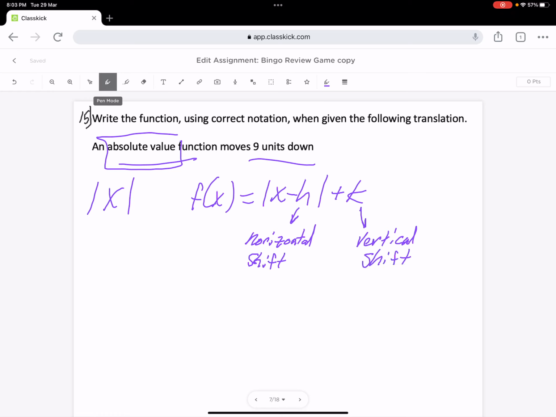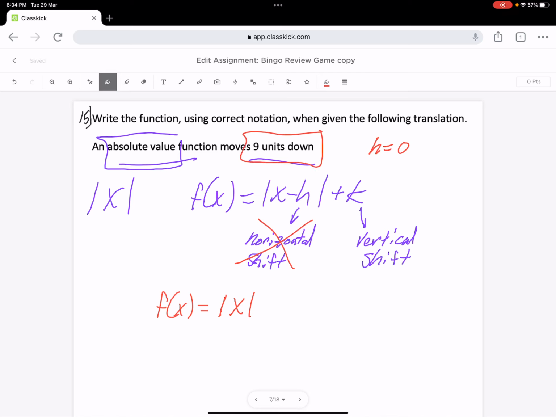So it's really nothing new. We see that we're not moving anywhere left or right. So that means that there is no horizontal shift. When I go to write this function, I know it's just going to start out as the absolute value of x, because we didn't shift our parent left or right at all. Since h is our horizontal shift, we're looking at h equal to 0, and we don't need to write x minus 0, so we can just write the absolute value of x.